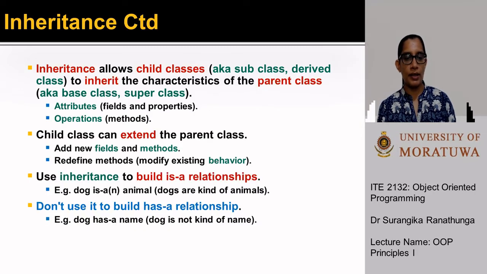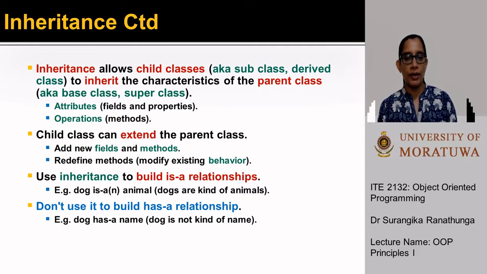So as I described, inheritance builds an is-a relationship. You can't use it to make a has-a relationship. Normally, a has-a relationship exists between the object and attributes. For example, we can say dog has a name, but we can't say dog is a name. So always think, when you use the is-a relationship, are these objects subclass and superclass? If you say dog is a name, that's wrong. And you can't say name is a dog either, because name is not a dog, and dog is not a name.